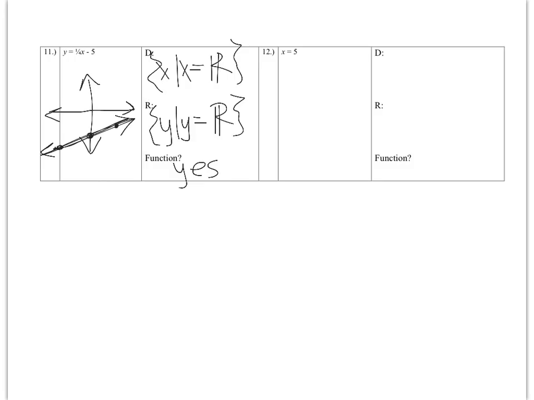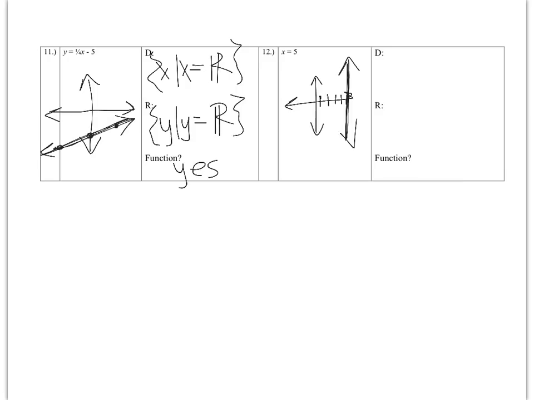All right, so now let's look at number 12. Number 12, x equals 5. Well, what is that equation? Well, that equation's a vertical line, right? That's a vertical line going through 5, right? So if I go 1, 2, 3, 4, 5, sorry, my little tick marks didn't happen there. That's the vertical line going through 5.